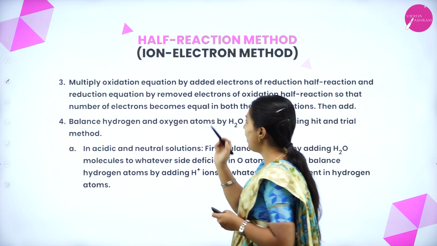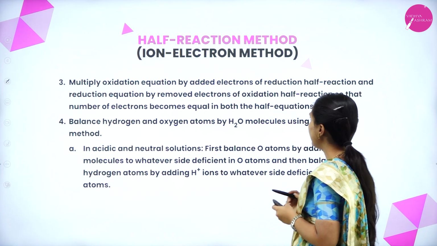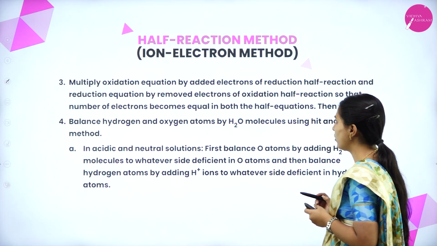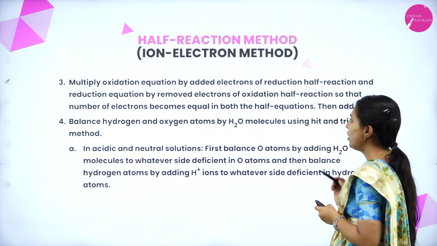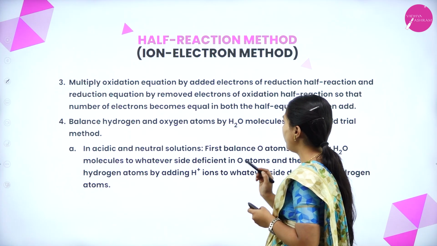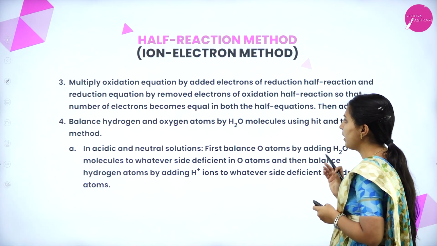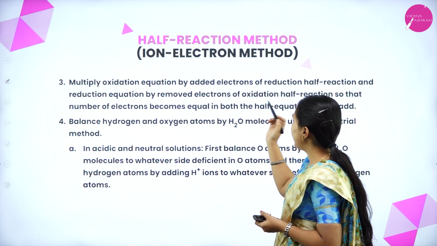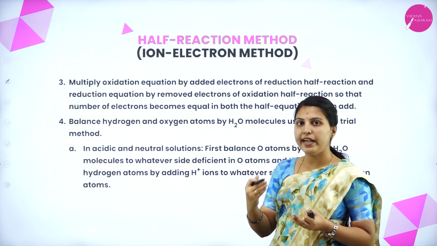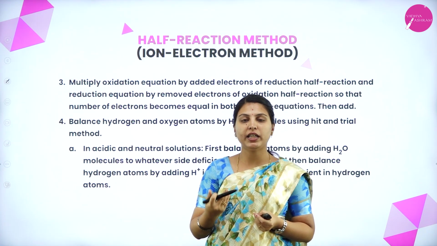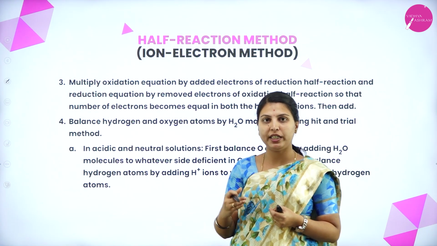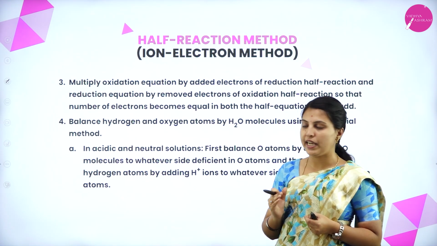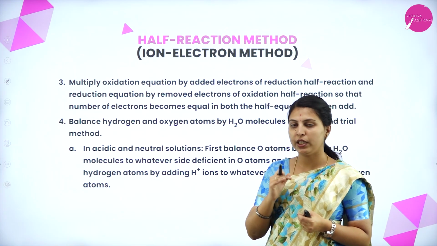Next step, multiply the oxidation equation by the added electrons of the reduction half reaction and the reduction equation by the removed electrons of the oxidation half reaction, so that the number of electrons becomes equal in both the half equations. That means multiply the oxidation equation by the added electrons of reduction. After adding to the reduction reaction and removing from the oxidation reaction, you have to multiply with each other to equalize both half reactions, till they become equal.